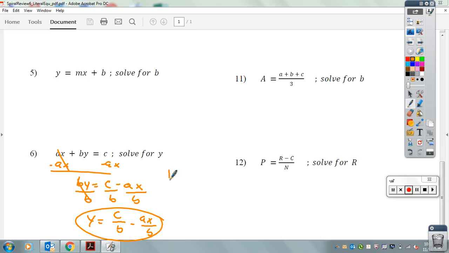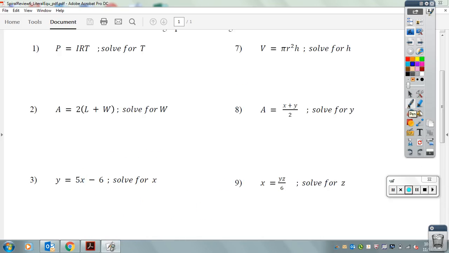Or at this step, by equals c minus ax. We can divide by b, divide this whole side by b, and have y equals c minus ax all over b. These are really equivalent because it's just splitting up the b. It's like getting a common denominator. You could split it all up.